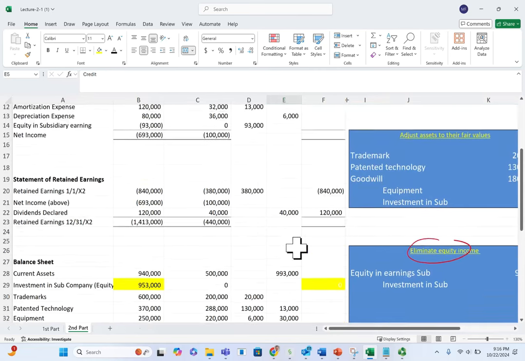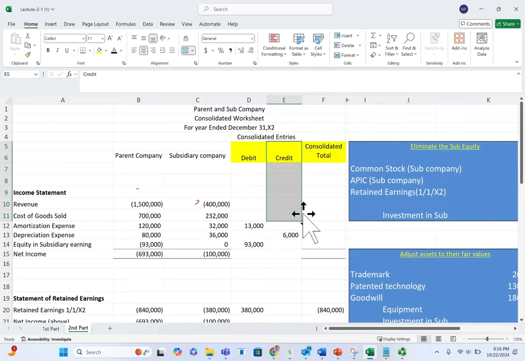Now let's go through the whole consolidation process. I'm done with all the entries. Starting with revenues, the parent company 1.5 million, the subsidiary is 400,000. There's no adjustments. If there's any adjustments, at some point you might have to, but 1.9 million in net income. My cost of goods sold, 700,000 plus 232. No adjustment to cost of goods sold, 932. You will see later you have to make adjustments.